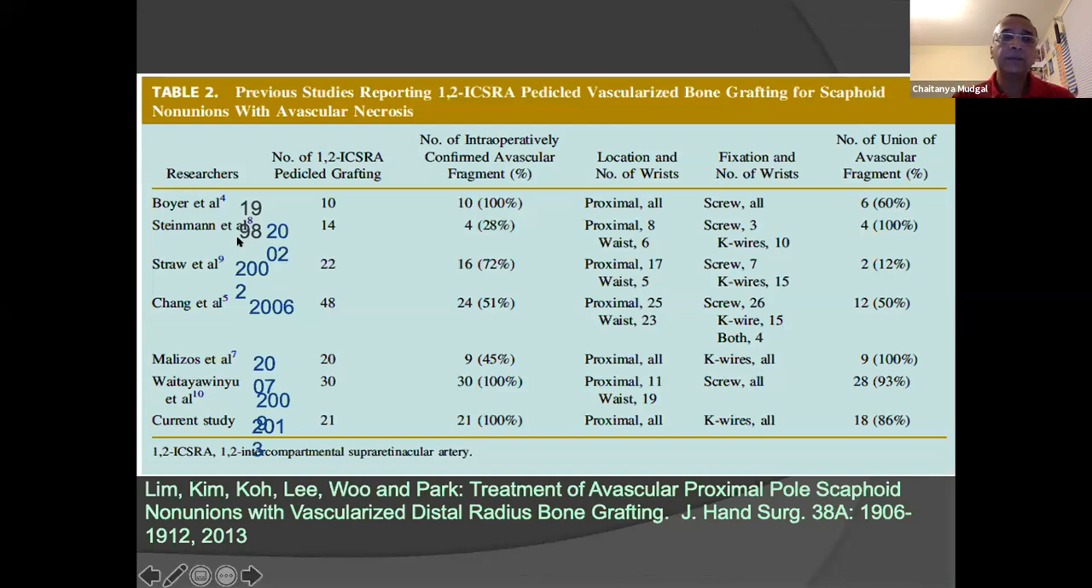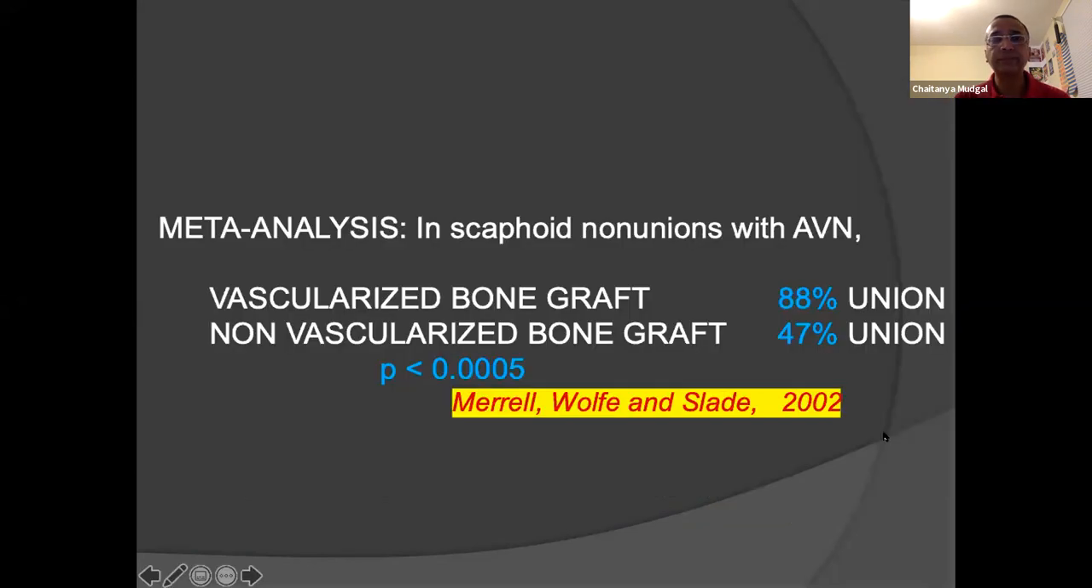We had this paper from Scott Steinman, which showed us that the chances of union were 100%. And then the data goes all over the place where the non-union chances, where they thought the fragment was dysvascular, go from as low as 12% up to 100%. Joe Slade, who is no longer with us, was a wonderful scaphoid surgeon, among other things, and did this meta-analysis where they felt that if you used a vascularized bone graft, you had an 88% chance of union. Without vascularized bone graft, the chance of union was only 47%.